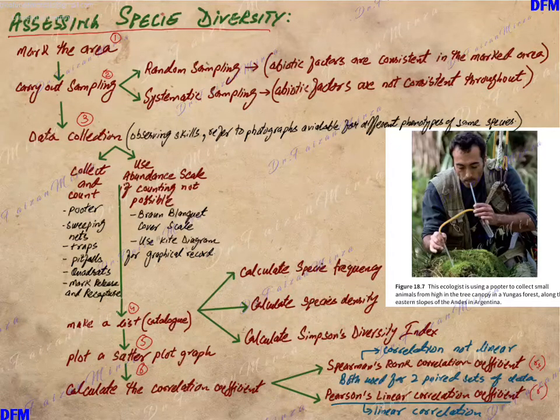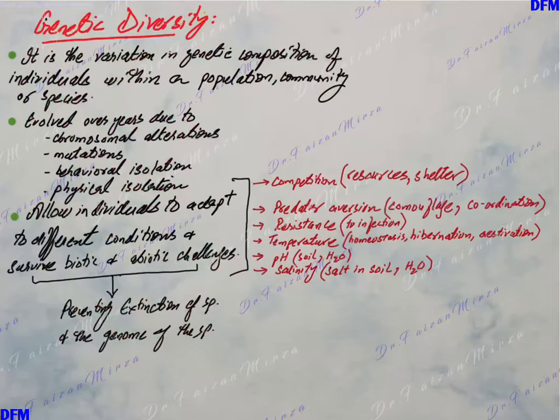First of all, you need to mark the specific area in the field where you are going, and then you need to carry out sampling. When you carry out sampling, you need to see whether the sampling can be carried out in a random sampling manner or a systematic sampling. Now, what exactly is random sampling? What is systematic sampling? That's what we'll be discussing.